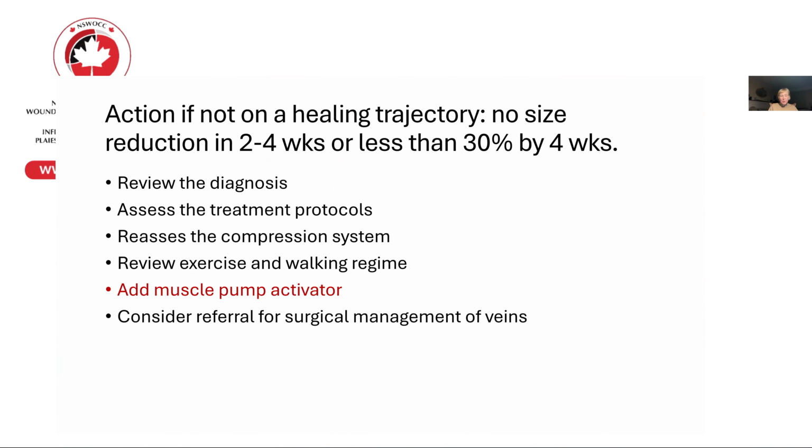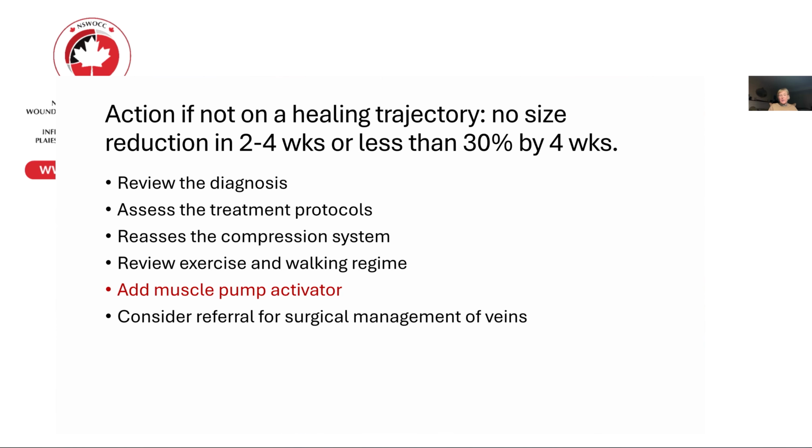Right. So, blown up in that one area that had a star on it, if you're not getting healing in your wound, so there's no size reduction of 30% in 2 to 4 weeks, by 4 weeks you've got to think what's going on here. So remember to go back, review the diagnosis, make sure you're not missing some other cause for the ulcer or the edema. Assess the treatment protocols.